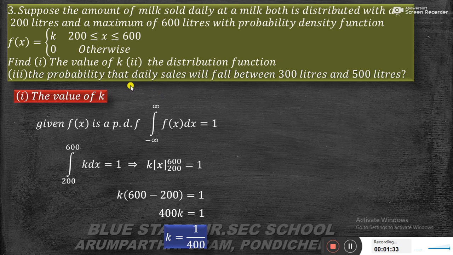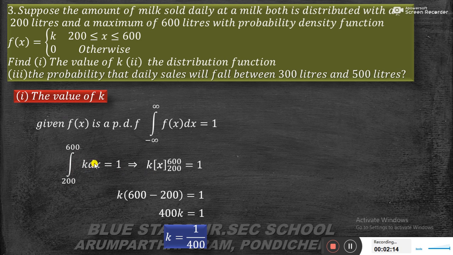Now we find the value of k. To find k, you take the condition that the total probability equals 1, since f of x is a probability density function. Total probability means the integral from minus infinity to plus infinity of f of x dx equal to 1. Here the interval is 200 to 600, and the function is f of x equal to k. So the integral of k dx equals 1.